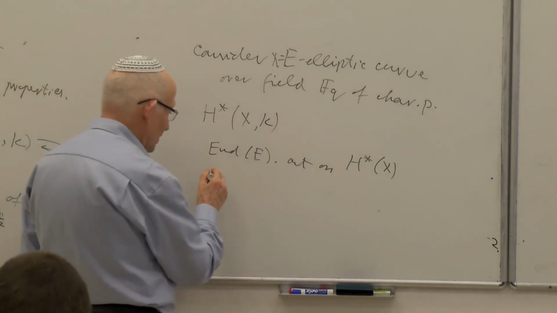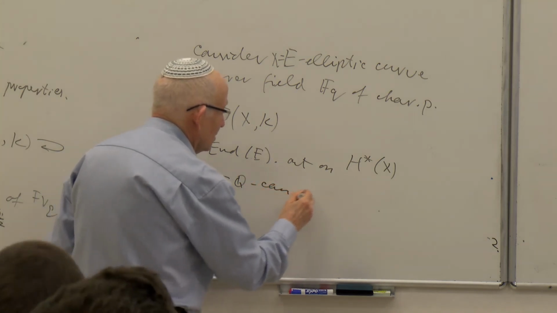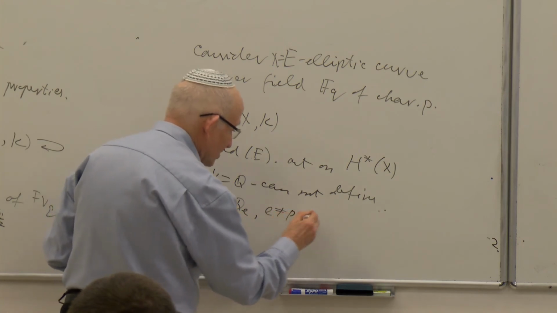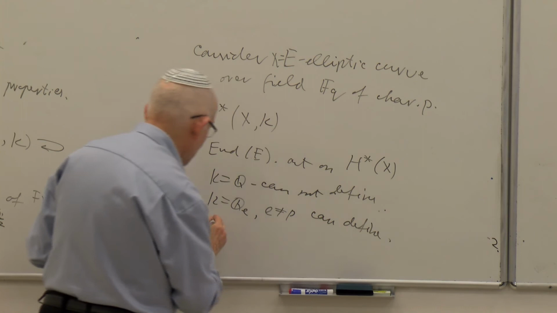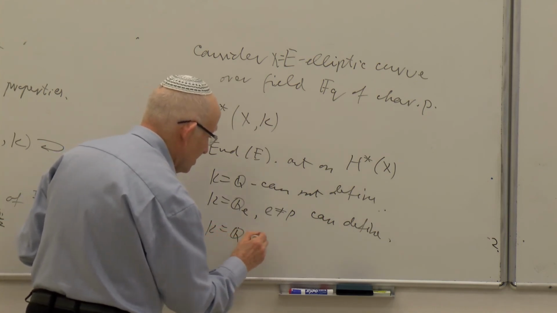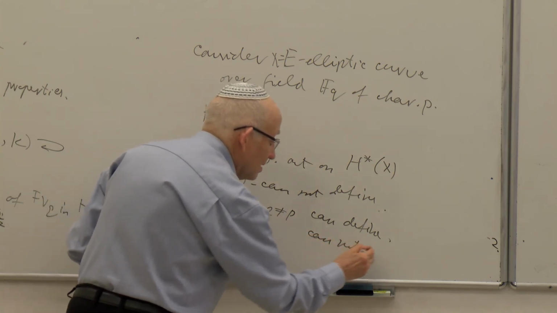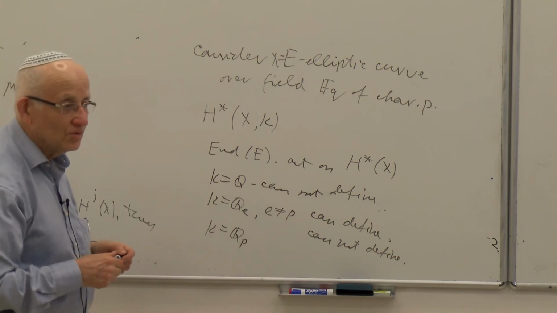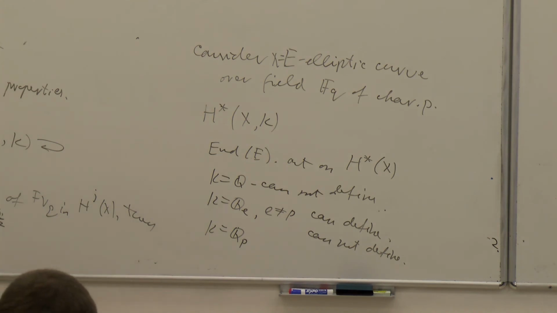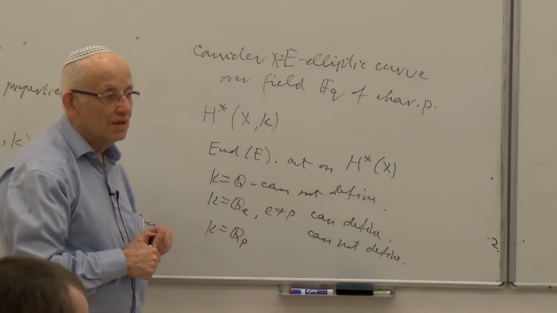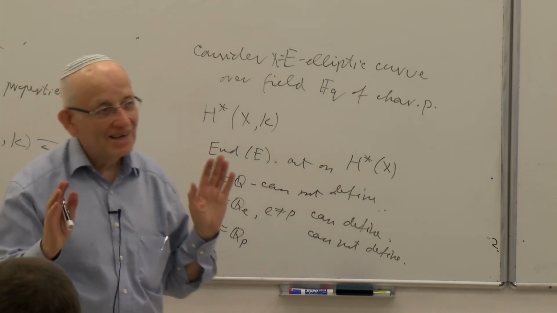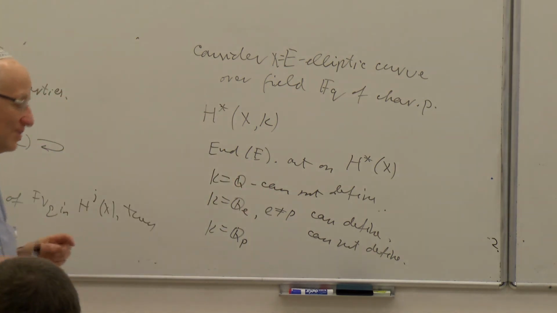You can define it if K is Q, cannot define. Now, if K is Q_L, where L is not equal to P, then you can define. And when K is equal to Q_P, cannot define. And if K is Q and you're working over characteristic 0, then over commutative characteristic 0, there is a hope to define homology? Yes, sure. In characteristic 0, there is a notion of homology with coefficients in Q. So there is a hope. Okay, we can discuss.